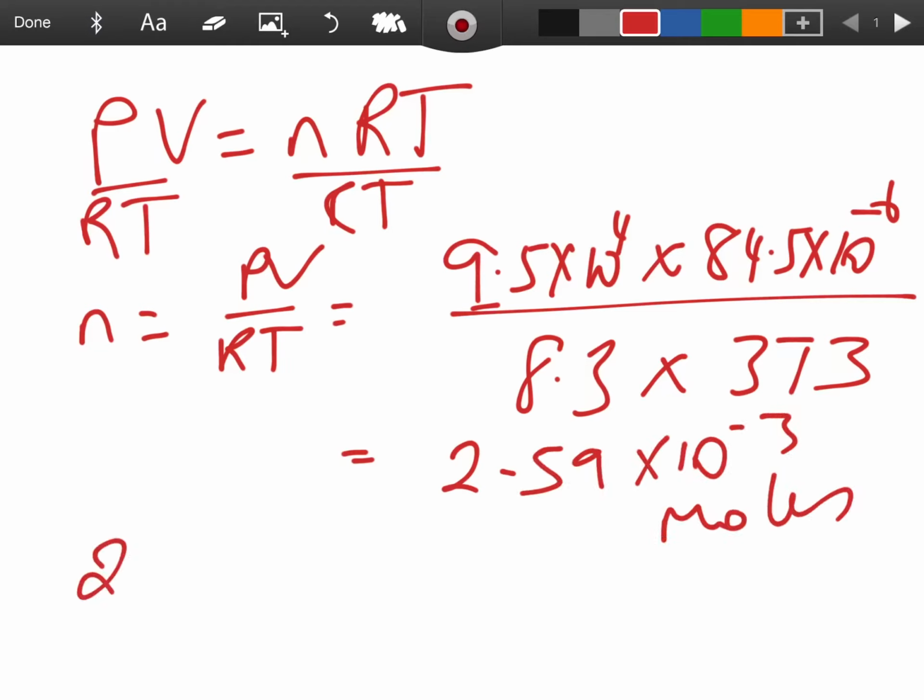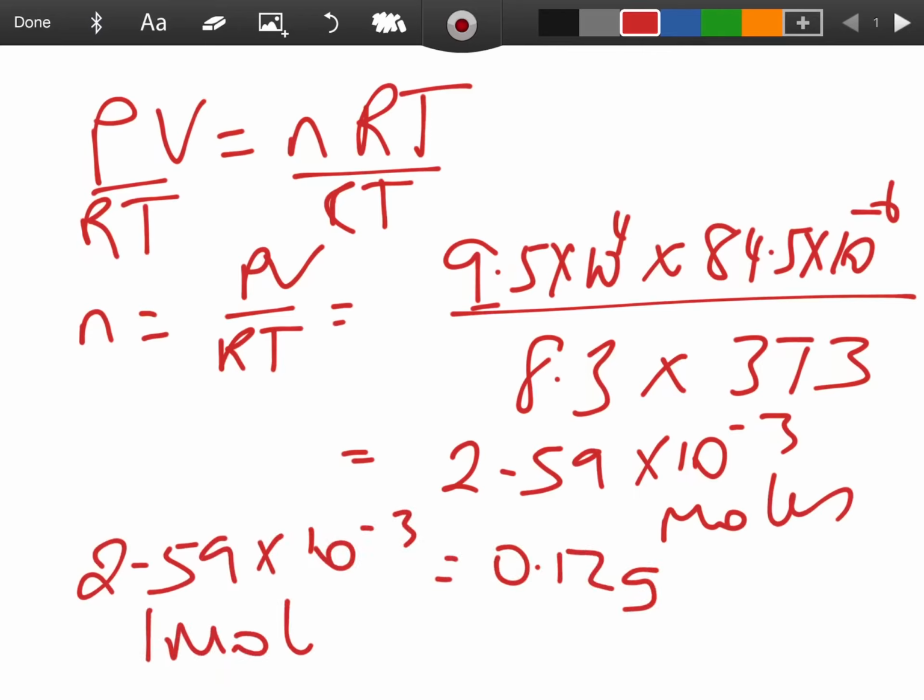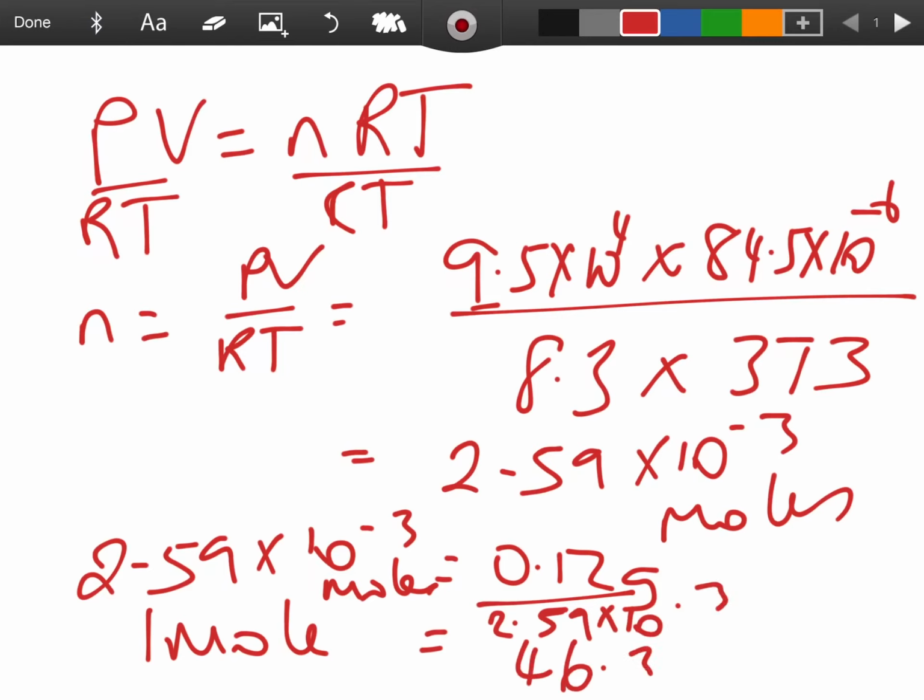Okay, now they told you in the question that this number of moles has a mass of 0.12 grams. So what would 1 mole have a mass of? Divide both sides by 0.3, and you're going to get 46.3 grams as your answer.